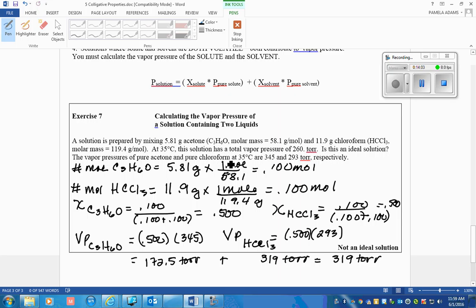The vapor pressure was measured at 260 torr. 319 torr does not equal 260 torr. So this is not an ideal solution.